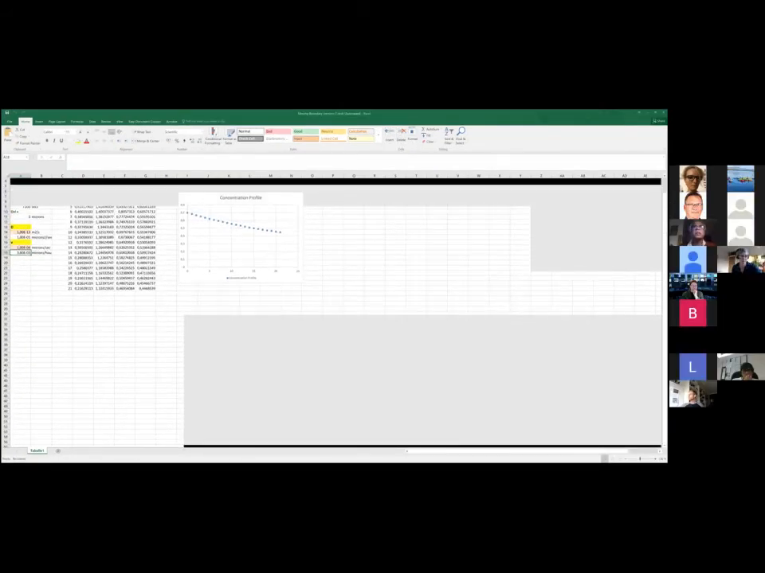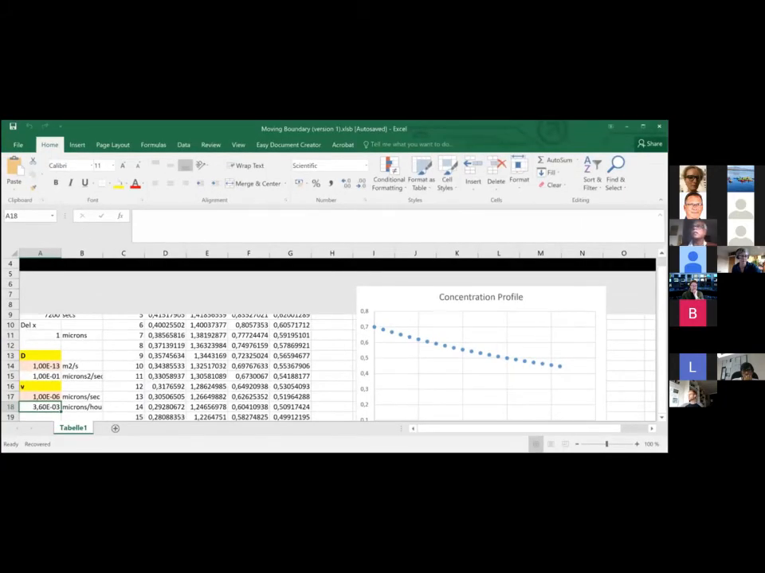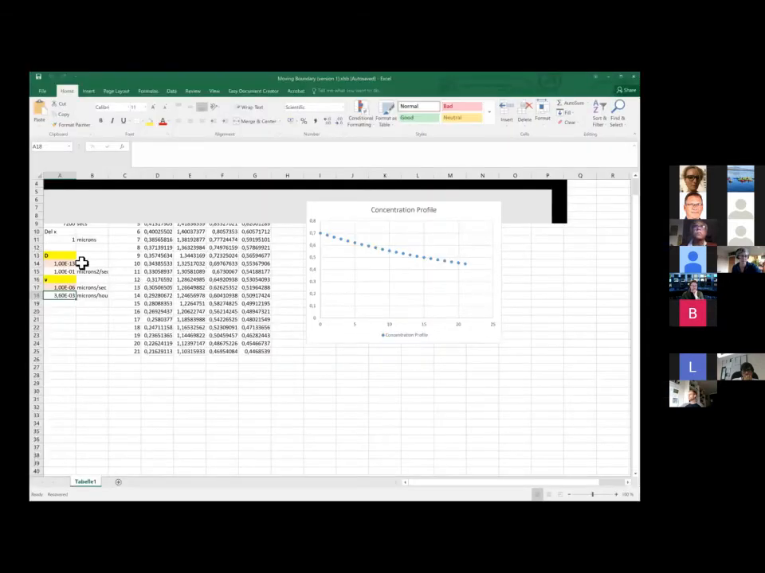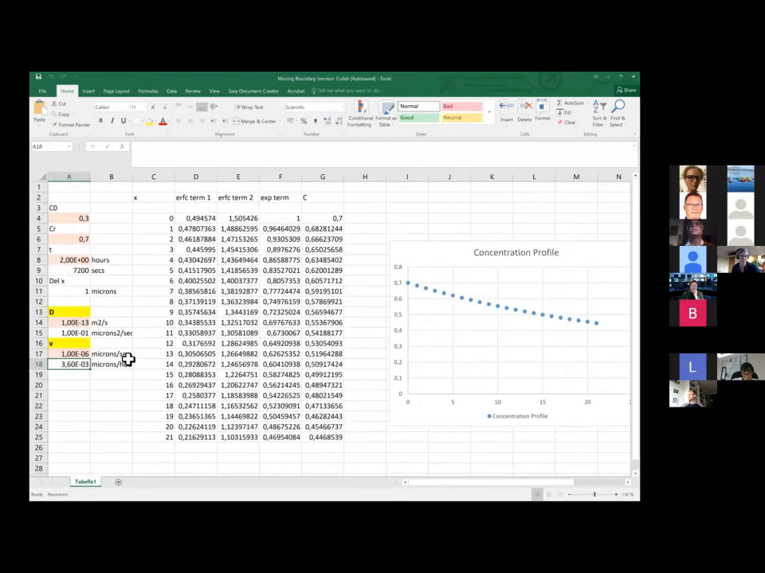Are you seeing an Excel sheet here? Yes. Okay. So what I've done is I've programmed in that formula. And here I can enter a value of D. Can you read that, or should I make that a little larger? It's fine. Thank you. So you have a diffusion coefficient here, and you have a growth or dissolution rate here. And what I show you here is a concentration profile. For a diffusion rate of 10 to the minus 13 meters squared per second, you have some kind of a profile that you see here.